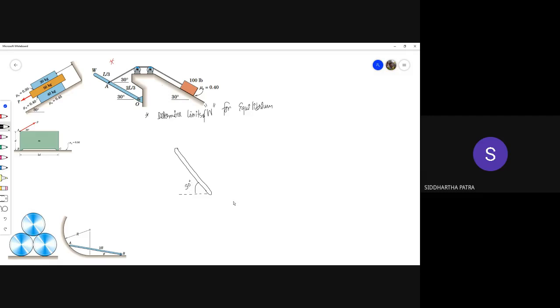Okay, and receiving some reaction from the pin joint O, which can be summed into OY and OX, and then at another 30 degree angle, at one third of its length, it is also receiving this tension T. Okay, and then the weight, so it's a uniform rod actually, so the weight is acting in the middle. Okay, so you can have the dimensions.